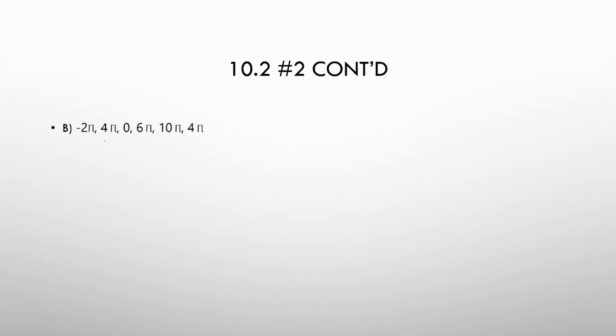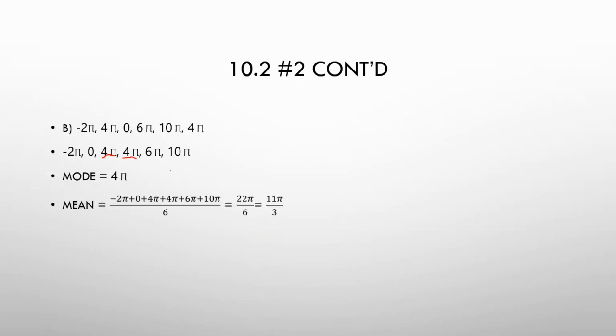For part B, our numbers are -2 pi, 4 pi, 0, 6 pi, 10 pi, and 4 pi. So I started by putting them in order. And I noticed right away that I have 2 numbers that are both 4 pi, and that's the number that occurs the most often, so that's the mode. To find the mean, I added up all my numbers, and it added up to give me 22 pi, and I need to divide that by 6 because there's 6 numbers, and I could reduce that and get 11 pi over 3. Does that sound okay?